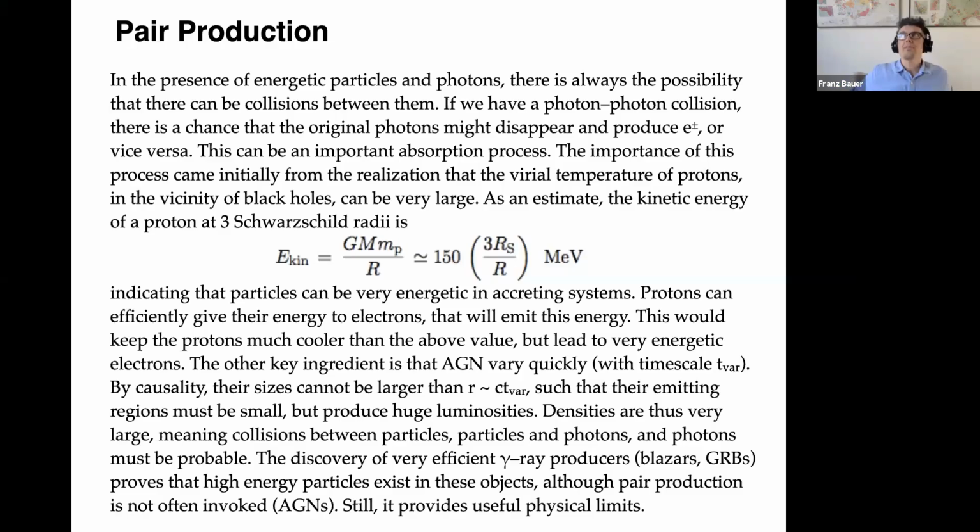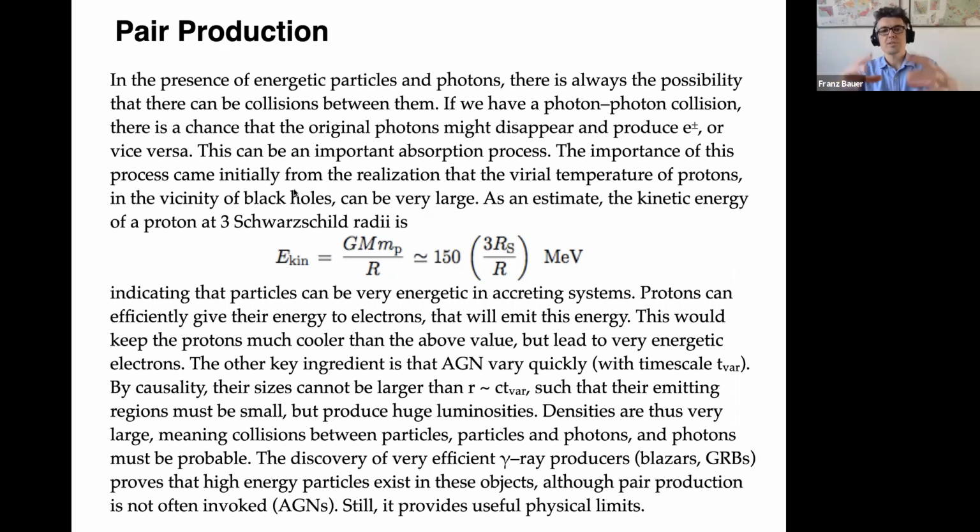All right, so we can step back a little bit. One of the realizations of why this could be an important process, or an important limiting process, whether photons create pairs or pairs create photons, was around the study of black holes. If you have energetic particles and you have photons, there's always the possibility that if the density is high enough, you might have collisions between them. The photon-photon collision would make the photons disappear and produce an electron-positron pair, or vice versa. It was initially a theoretical argument that this could be an important absorption process, a limiting process in the high energy universe. This was realized when people started thinking about black holes.